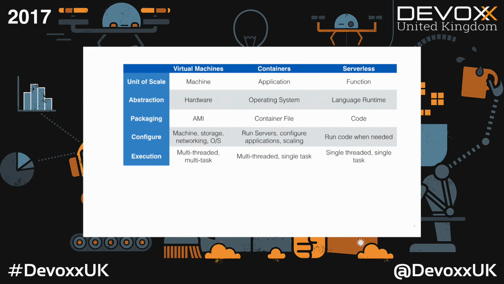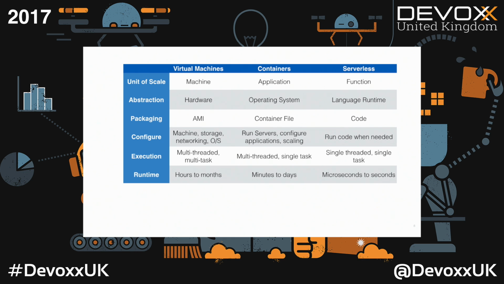Execution, again, you can see the different programming models: multi-threaded, multi-task, as opposed to serverless, which is single-threaded, single task. It's a single function running at a given point of time, non-reentrant, and you can deal with that. Lifetime, if you are looking at a virtual machine, they are typically running from hours to months. If you're looking at containers, typically they're minutes to days. You would typically recycle your containers from minutes to days. And last but not least, your serverless functions run from microseconds to seconds, and then you're done with it. Cost, if you look at it, typically your virtual machine is per VM per hour.